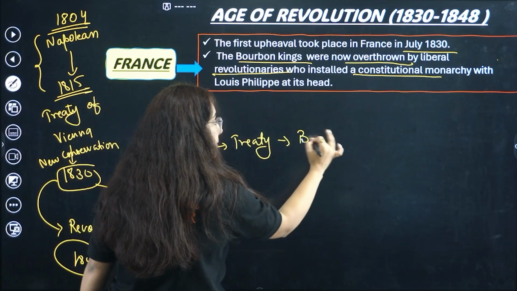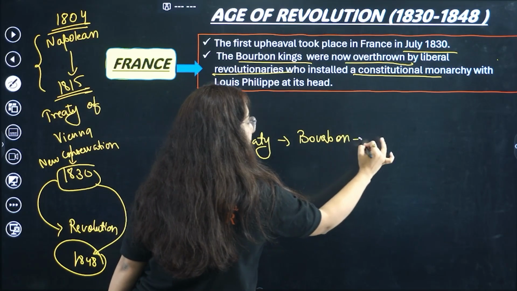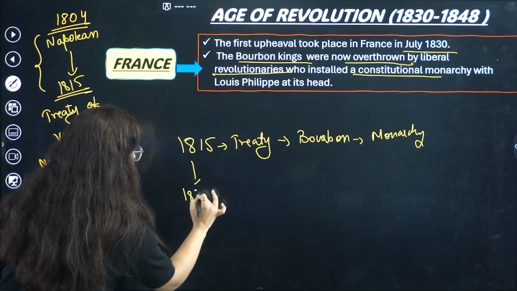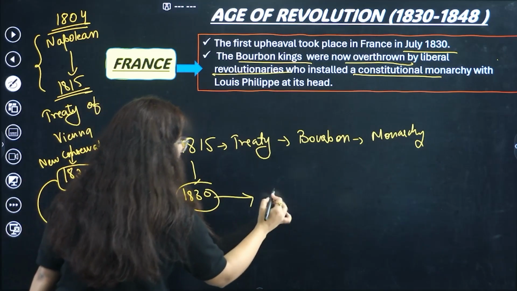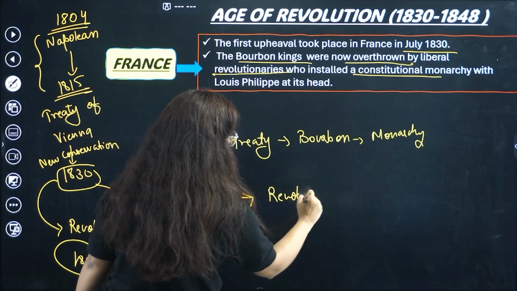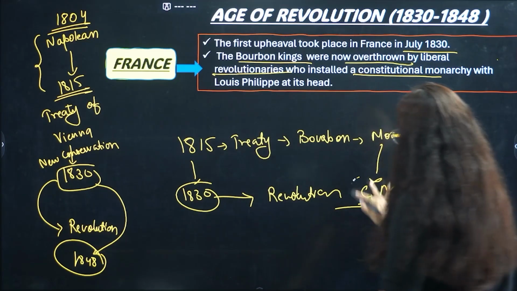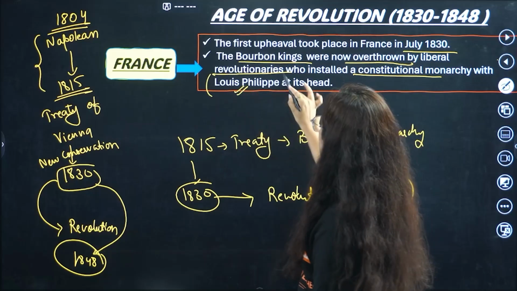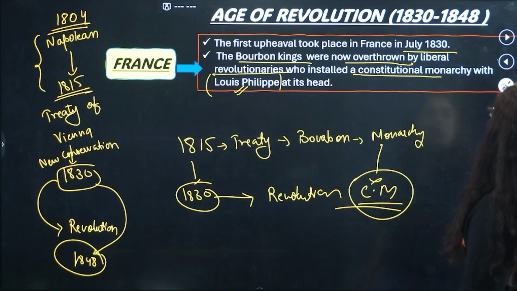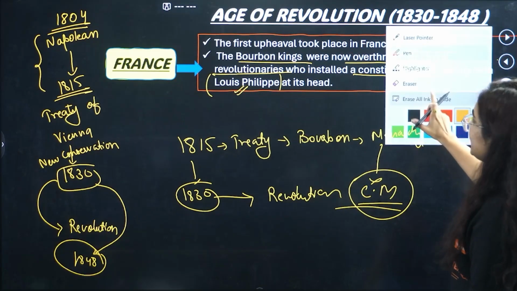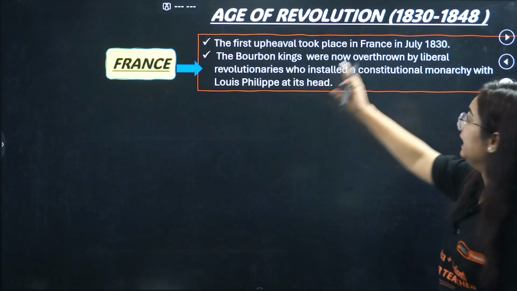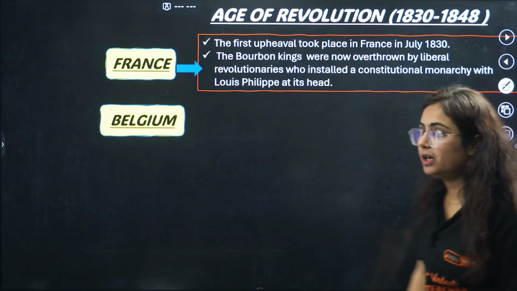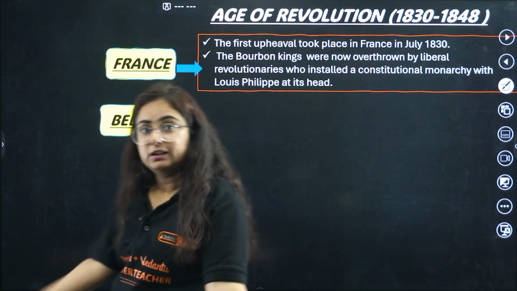Pay attention: in 1815, the Treaty of Vienna brought the Bourbon dynasty, a monarchy. Then in July 1830 the revolution took place, and a constitutional monarchy came into picture with Louis Philippe at its head. So France became a constitutional monarchy in 1830 with the help of this revolution. Everything will not stop here; it will motivate other nations too.